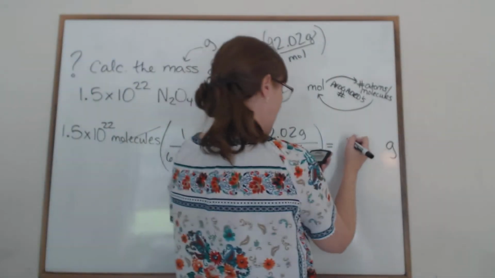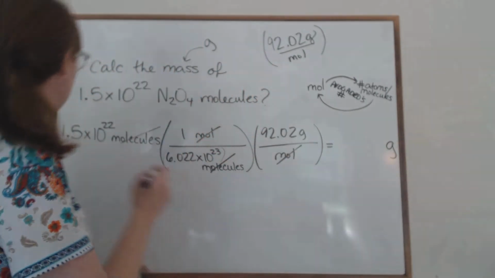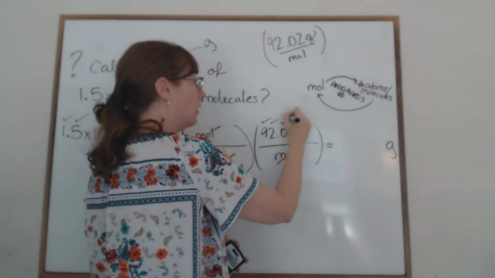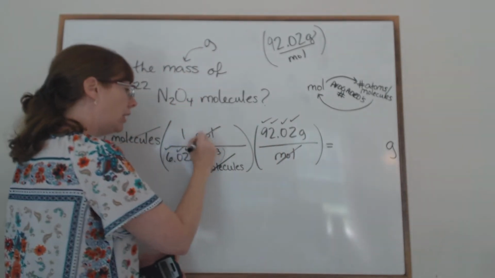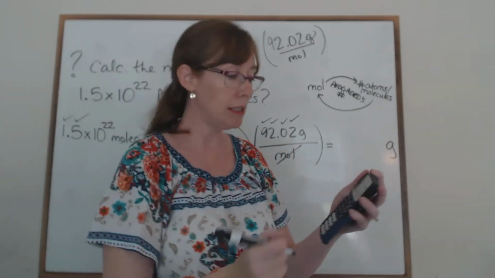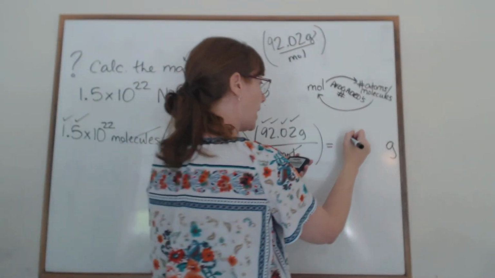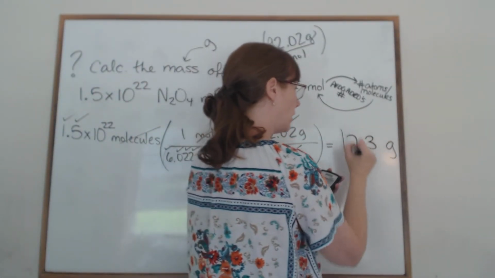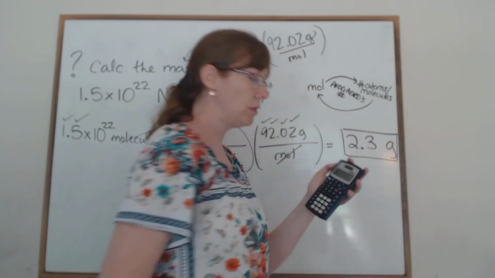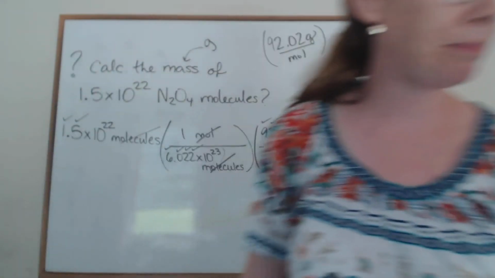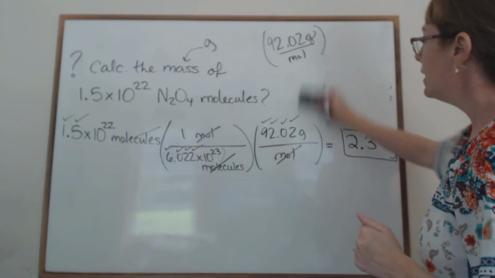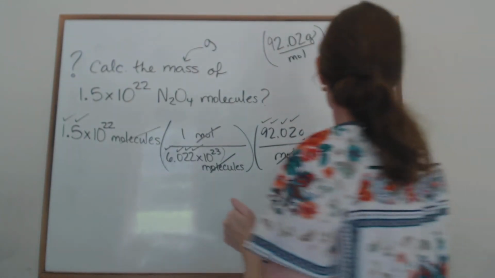And I got as an answer 2.29266. This has 2, this has 4, and this has 4. Of those numbers, 2 is the smallest, so I only get to report 2 in my answer. So I can only say that I know for sure that there are 2.3 grams. You would round the 2.29 up to 2.3. Okie doke. That is gram to mole conversions.